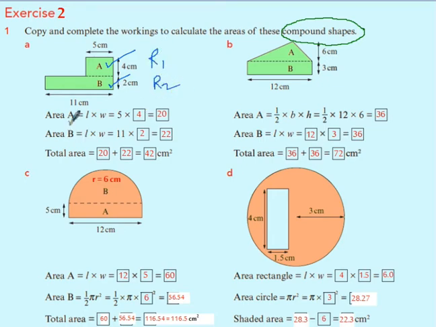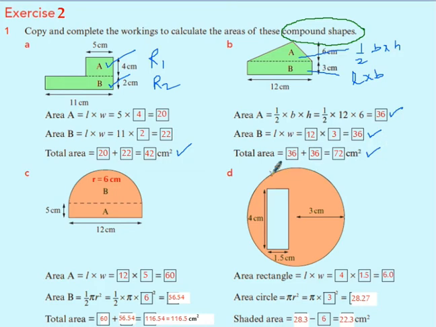So the area of shape A is length into breadth or length into width, which is 5 into 4. This is 5, this is 4, and the second one is 11 into 2. When you add them, the answer comes 42 centimeter square total area. Here one is a triangle. So triangle is half base into height. Rectangle is length into breadth or length into width. So we have applied half base into height, the answer comes 36. Length into breadth, the answer comes 36 again. When we add them, the answer is 72 centimeter square.